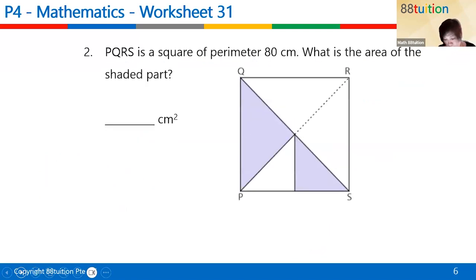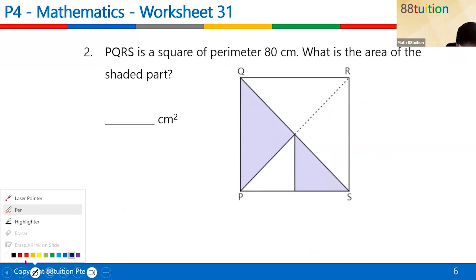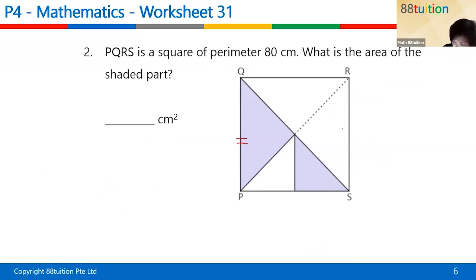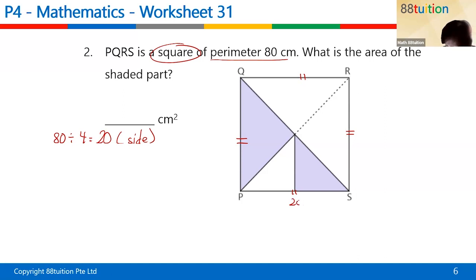Number 2, this is a square. You see something here? What did he say? Square. What does square tell you? Square tells you that this has 4 equal sides, and the perimeter is 80. So perimeter 80 means you have to divide by 4 to find each side, which is 20 and 20. So here must be 20 cm. Here must be 20 cm.